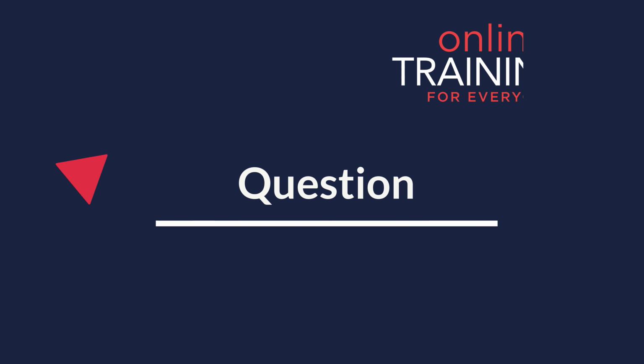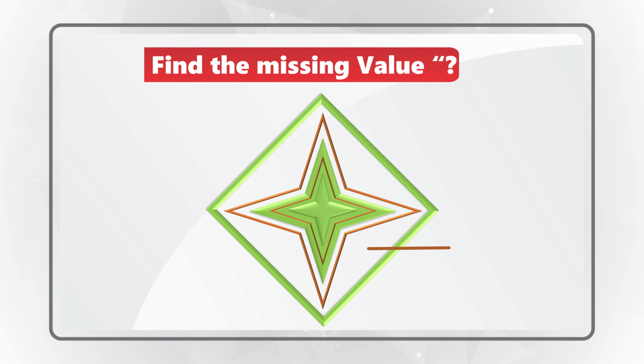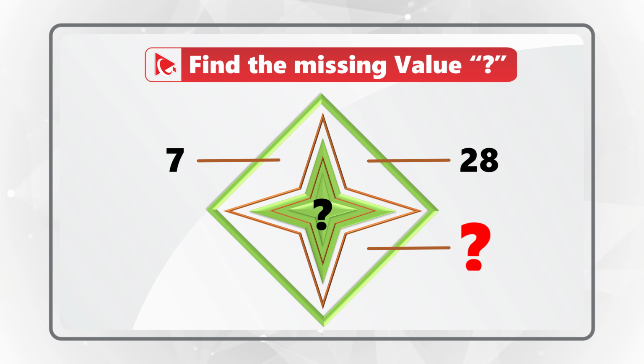Here's an amazing question where you need to find the missing values. Missing values are represented by the question mark and are located on the outside and inside the star. The star is hosted inside the diamond, and this combined figure has numbers around it. For example, number 7 is at 11 o'clock, number 28 at 1 o'clock. Then comes the missing number at 5 o'clock, and then there is a number 448 at 8 o'clock. In the center of the combined shape, there is also a missing number represented by the question mark.